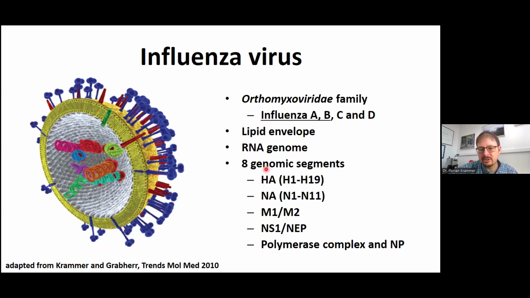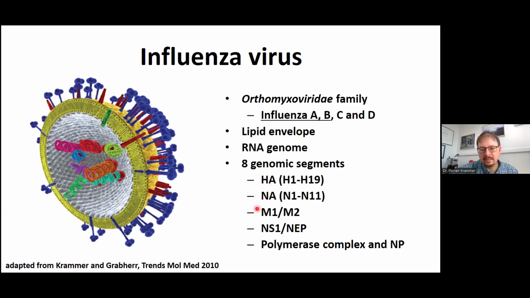And these 8 genomic segments code for 2 spike proteins, the hemagglutinin and the neuraminidase. HA, or hemagglutinin, is the receptor binding protein, and NA, or neuraminidase, is the receptor destroying enzyme. And when you hear H1N1, for example, that refers to the subtypes of the glycoproteins that the virus has. An H1N1 virus has an H1 hemagglutinin and an N1 neuraminidase. But there's many of these subtypes, and we'll get back to that.